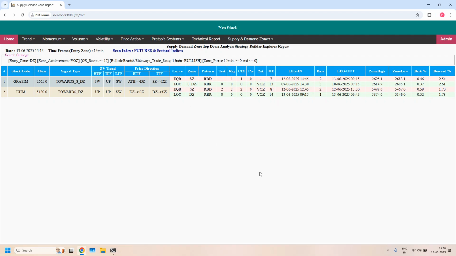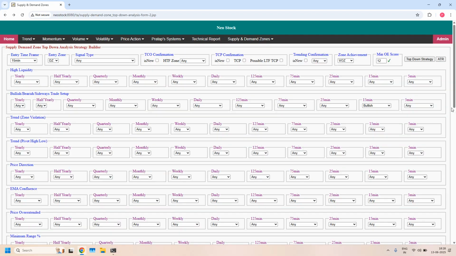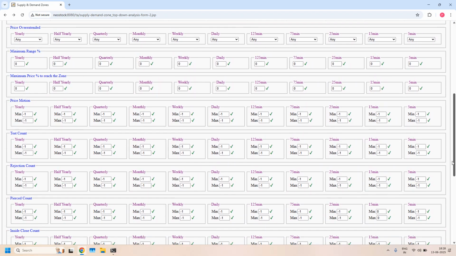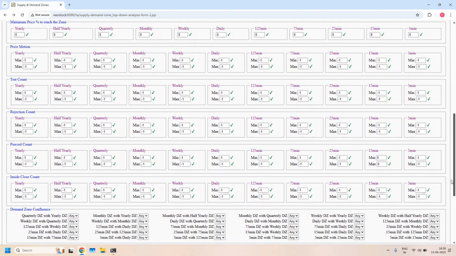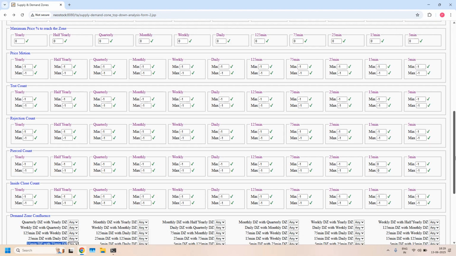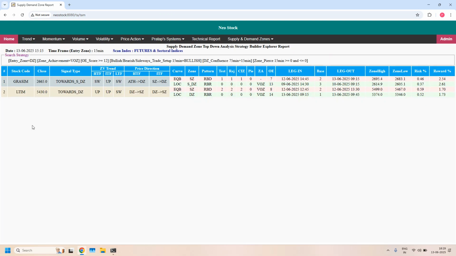Out of these 2, how many are having ITF confluence? Let's verify. That is 15 minutes demand zone with 75 minutes demand zone confluence. We got both the stocks. And in both the stocks, 15 minutes demand zones overlapped with 75 minutes demand zone and 75 minutes trend is uptrend in both the stocks.